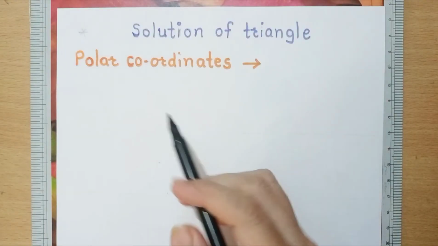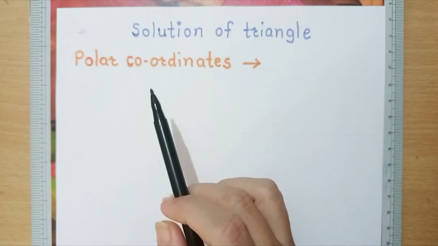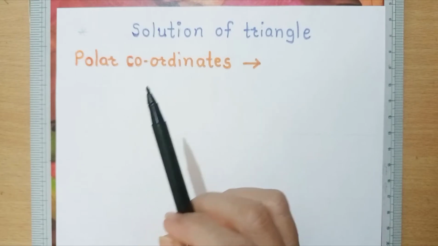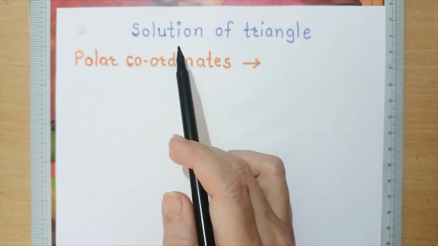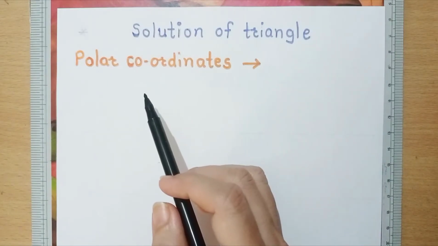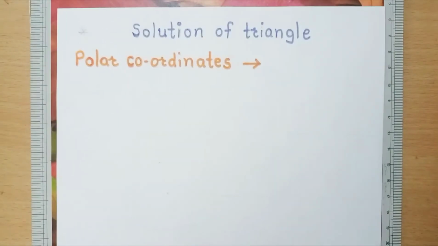Hello everyone. In the last lecture we have seen how to find the solutions of trigonometric equations, and here we are going to start our second point, which is solution of triangle. And here we are going to look at what polar coordinates and Cartesian coordinates are.